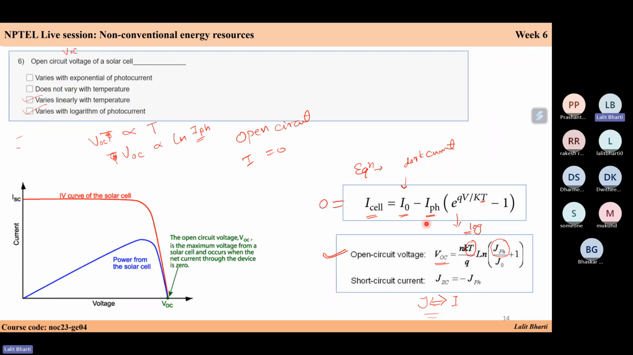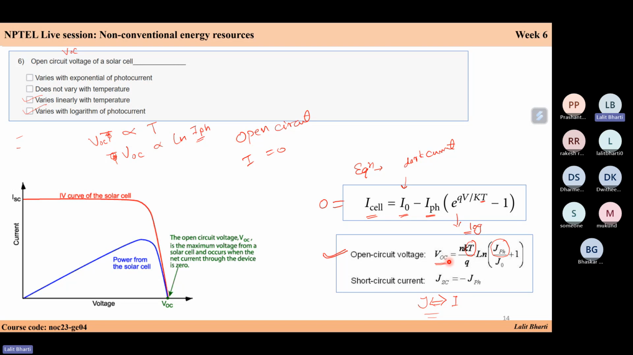So this is basically your simple solar cell current equation. For open circuit voltage, if you just convert it, your VOC will be something like that. For the case of short circuit, your ISC, or J, is the same here, so your ISC will be minus IPH for the photocurrent. You need to keep these two conditions in mind, what will happen in case of short circuit and what will happen in case of open circuit voltage.